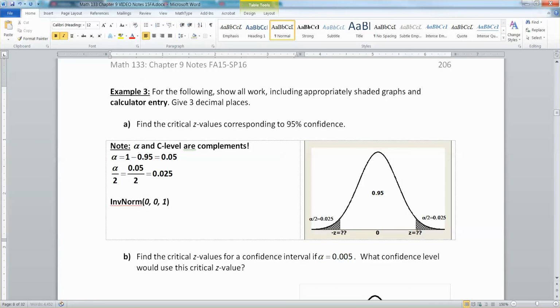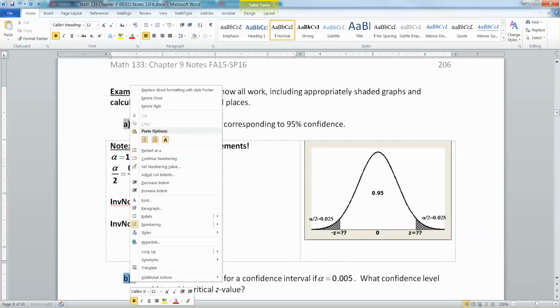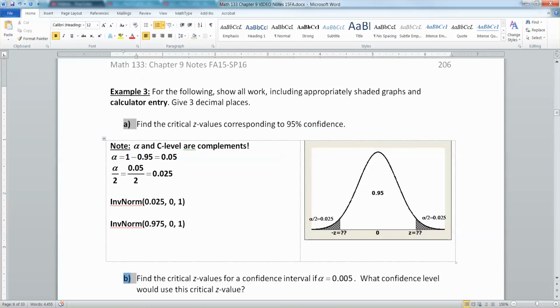There we go. For the one on the right, it would actually be 0.975. So let me just show you. Inverse norm, 0.975, comma 0, comma 1. Why 0.975? Well, you add up 0.95 plus 0.025, because the one on the right has all of that area to the left. Now, if we do this right, they should be the same number.